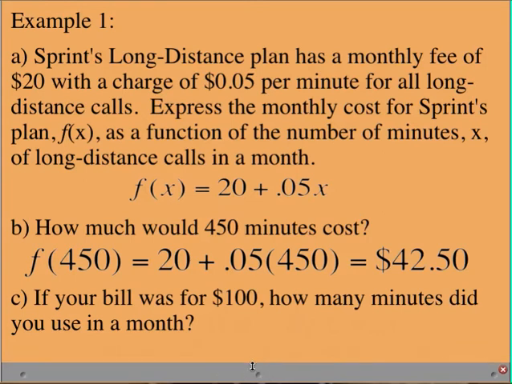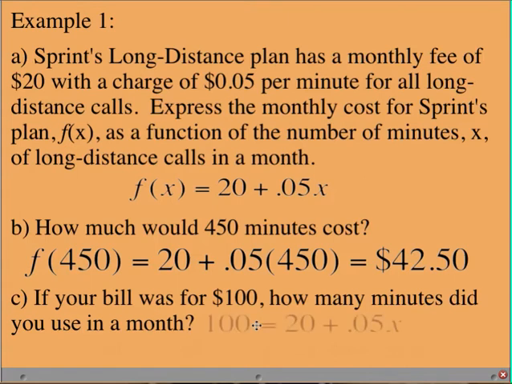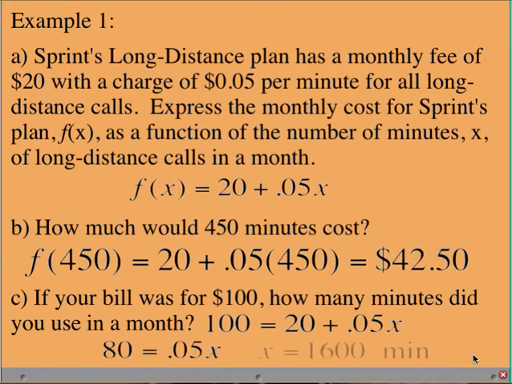The next question I have is, if you had a bill that was $100, how many minutes did you use in a month? So since this is $100 and f of x represents the monthly cost, we're going to plug 100 in for f of x and then solve for x. So we get 100 equals 20 plus 0.05x. Subtract 20 from both sides to get 80 equals 0.05x, and then divide by 0.05, and you should get 1600 minutes. Now it's really important that you put your units on these word problems.